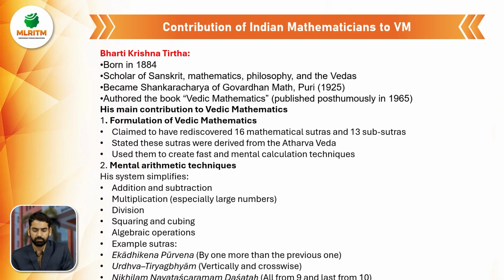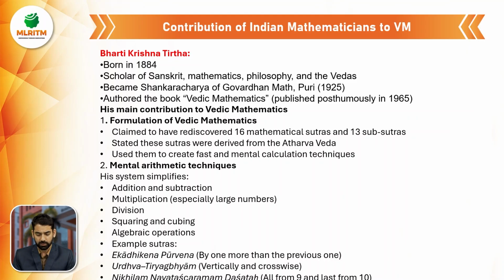Now we have a very important contribution from Bharati Krishna Tirtha ji, who is believed to be the founder of Vedic mathematics. He was born in 1884 and he has published one book, namely Vedic Mathematics, in the year 1965. But that book was published posthumously, after his death. So he has contributed majorly in this subject and he is known to be the father of Vedic mathematics. He has given the formulation of Vedic mathematics.